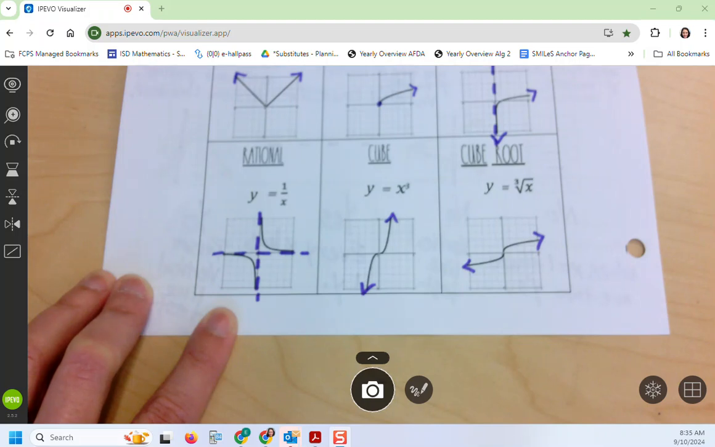All right, so one thing you're going to need to be able to do is be familiar with these shapes.